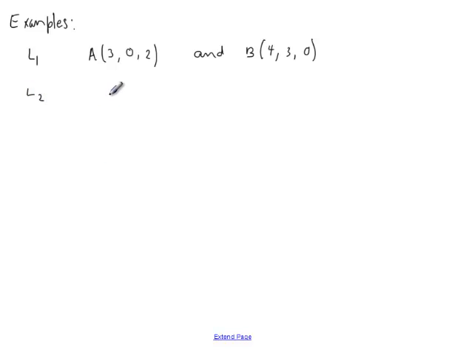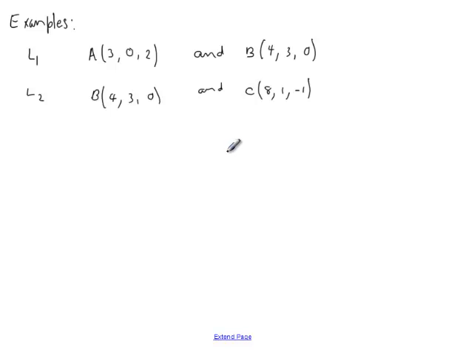L2 passes through points B, which is the same point B, 4, 3, 0, and point C. And point C has coordinates 8, 1, minus 1. Those are the points. I hope you can see that this is in 3 dimensions. Yeah, this is in 3 dimensions.